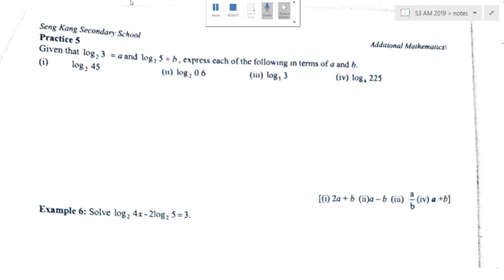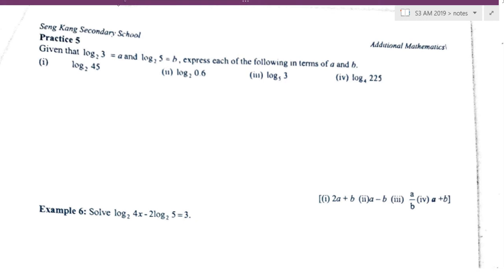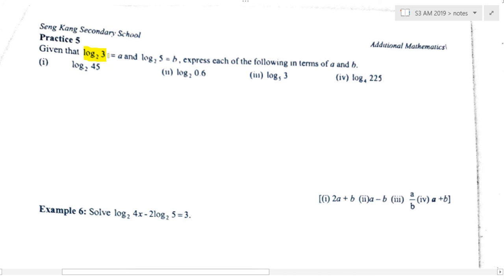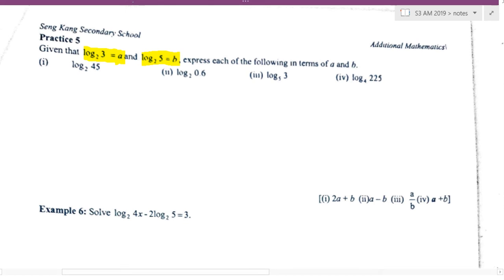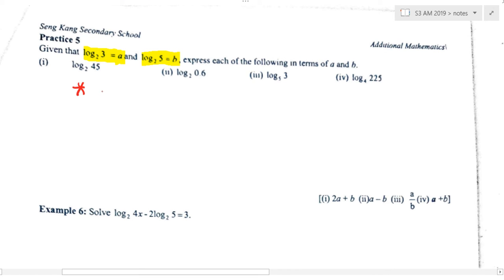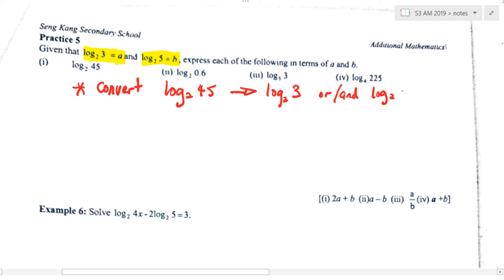Screen first. Let me try to decipher this question. So can you highlight log base 2 of 3 equals A, log base 2 of 5 equals B, and what it means. I want to try to convert log 245. Mingyuan, can you suggest, your aim, your dream, is to convert log 245 to log base 2 of 3 and log base 2 of 5.